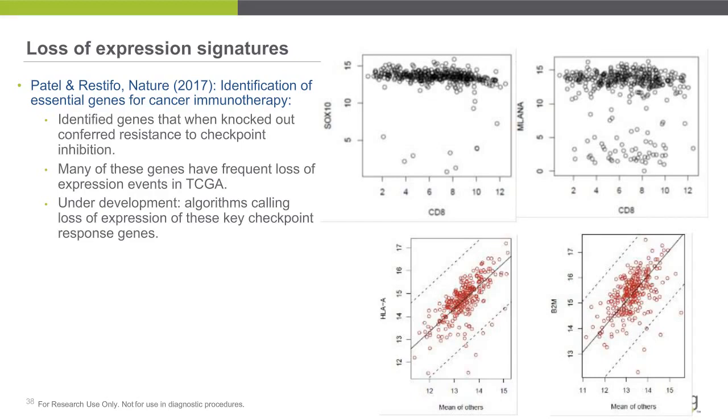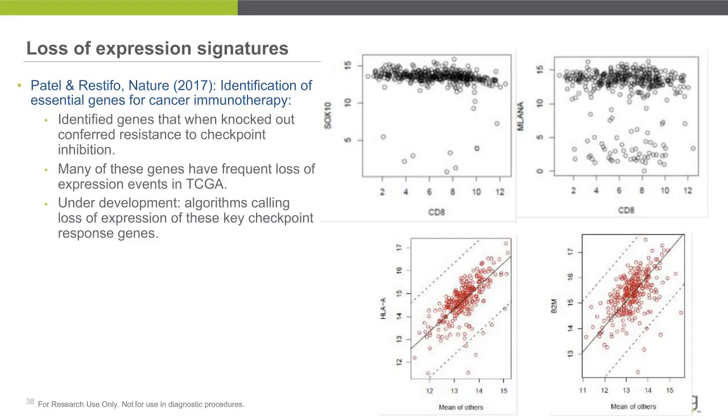And it turns out that for a lot of these genes, you can identify many outlier low levels, many loss of expression events, just looking at primary tumors in TCGA. So in these top two examples, SOX10 and MLANA, you can see in one case infrequent, and in another case fairly abundant instances of loss of expression.